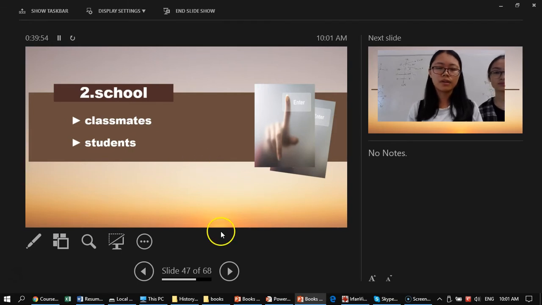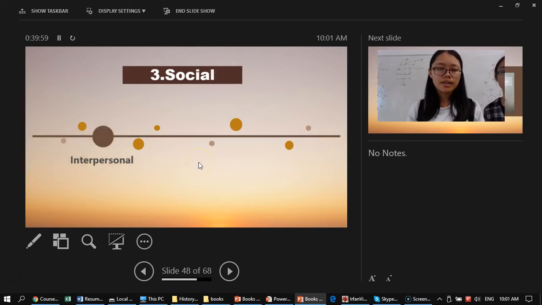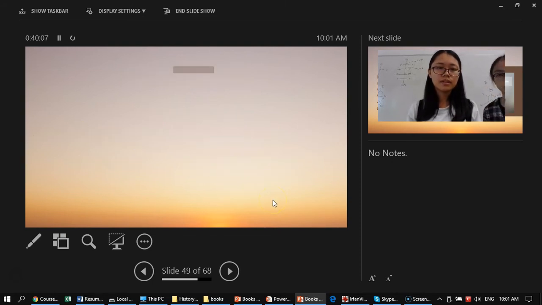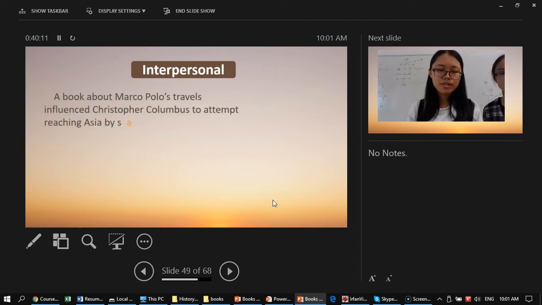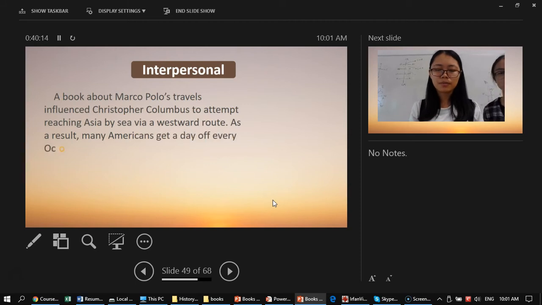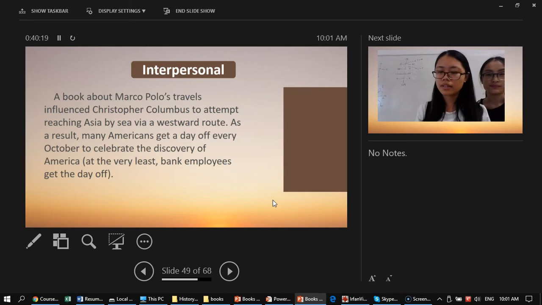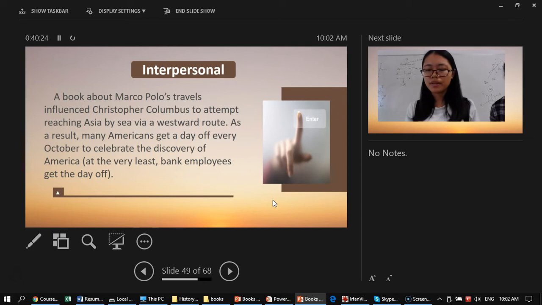And now I will talk about part C, social. It has 3 points: interpersonal, copyright law, and people's ideologies. Interpersonal. In part B, we talked about how books make us more sensitive to other people's emotions, but books that we read can also indirectly influence the lives of others. This has been happening since the advent of the printing press.